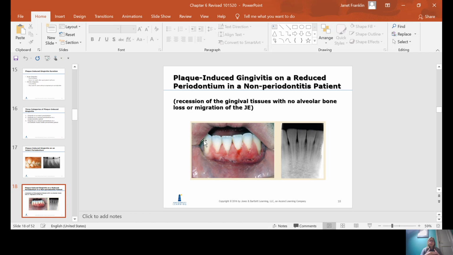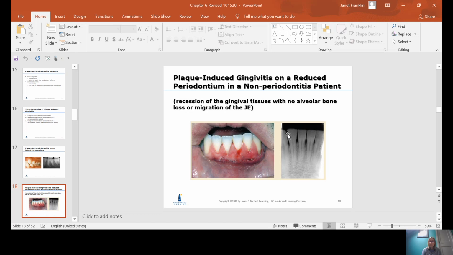The bone is thinner in the front of the lower incisors, and so if you move the teeth a lot, sometimes you can cause recession. This patient now has plaque-induced gingivitis in the areas where they have recession, and you can see how red that is, and it's bleeding right there, but you can see all that redness.